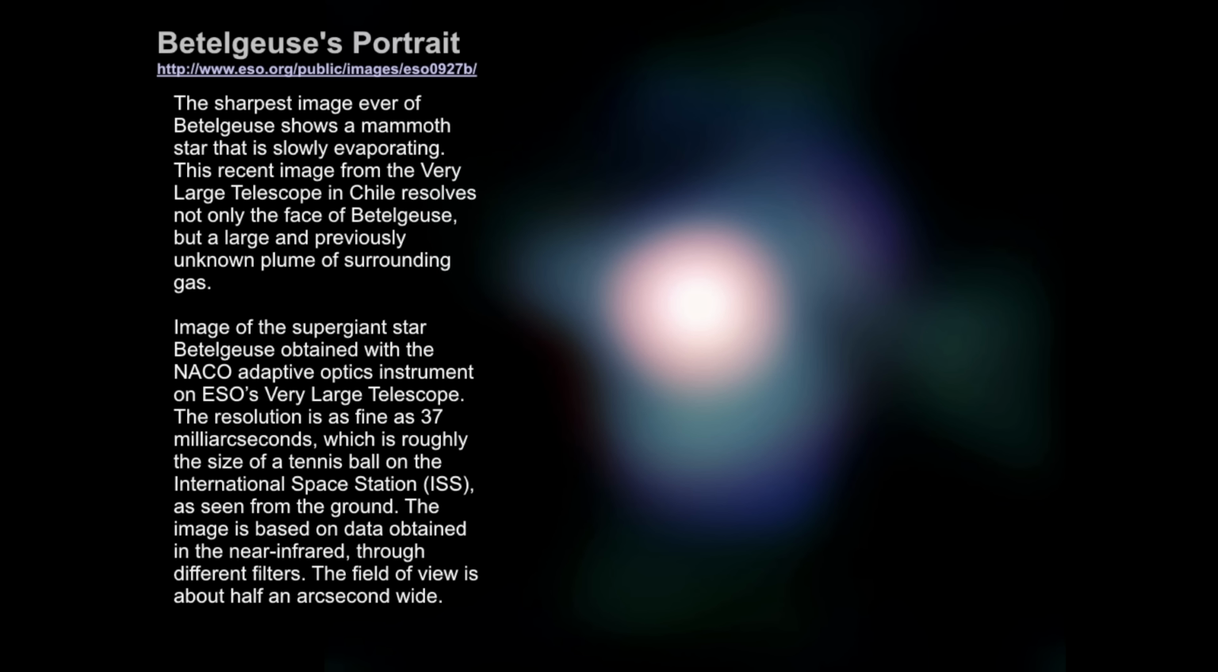This was taken by the Very Large Telescope in Chile, which is that set of telescopes that we saw from Babak Tafreshi's image from before. And we're actually seeing this unknown plume to the right. What's funny is the individual pixels are as small as 37 milliarcseconds, which is about the same size as a tennis ball viewed from the ground at the International Space Station, and it is all near-infrared imaging.